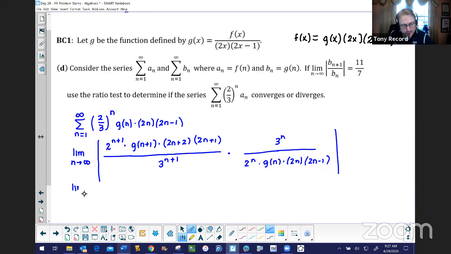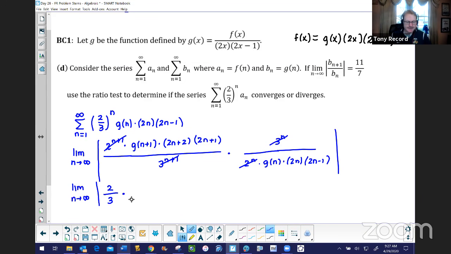Now, that looks like a lot, but you're going to be surprised at how quickly and easily it simplifies. So if I take this limit as n approaches infinity and start doing as much simplifying as I can, I notice that this 2 to the n plus 1 over 2 to the n is just going to be a 2. And I'll do the same thing with this 3 to the n over 3 to the n plus 1. That's going to be a 3 in the denominator.